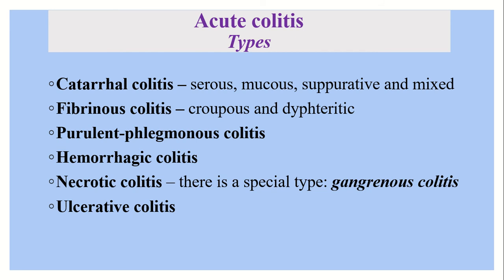There are the following types of acute colitis: catarrhal colitis with mucoserous, suppurative and mixed inflammation, fibrinous colitis, purulent phlegmonous colitis, hemorrhagic colitis, necrotic colitis. There is a special type, gangrenous colitis, and ulcerative colitis.